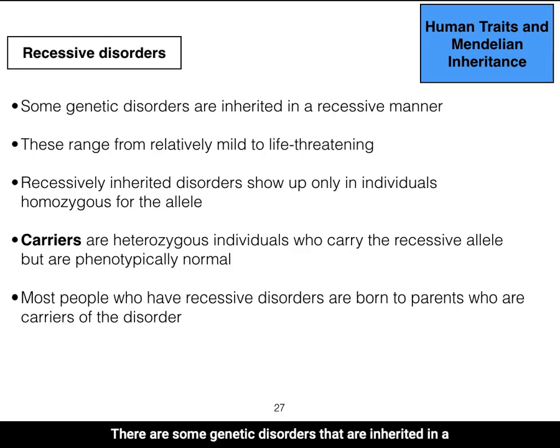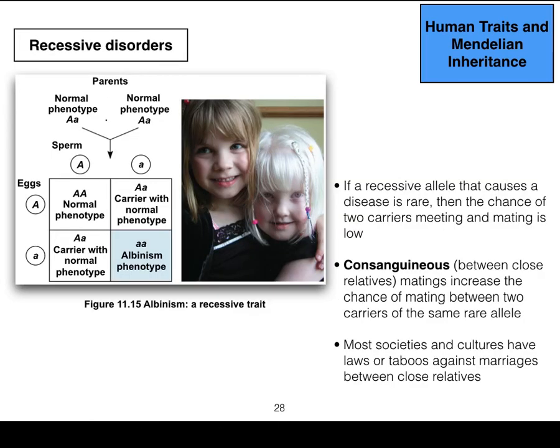There are some genetic disorders that are inherited in a recessive manner, and they can range from mild to very life-threatening. These disorders only arise in individuals homozygous for the allele. Therefore, carriers of the disorder are usually heterozygous for the recessive allele, but are phenotypically normal. Keep in mind that most people who have recessive disorders are born to parents who are carriers of the disorder.